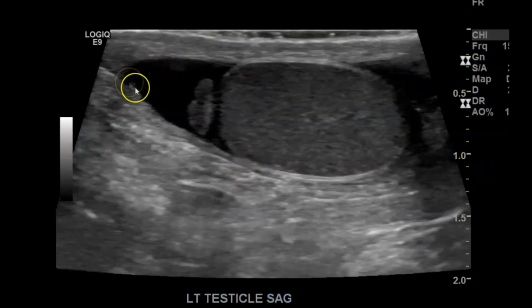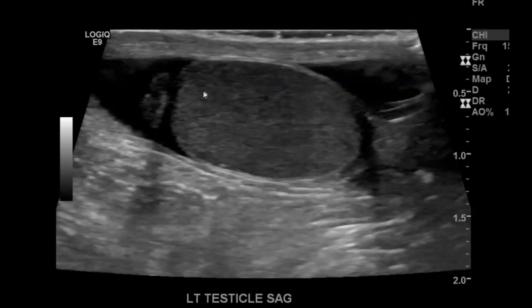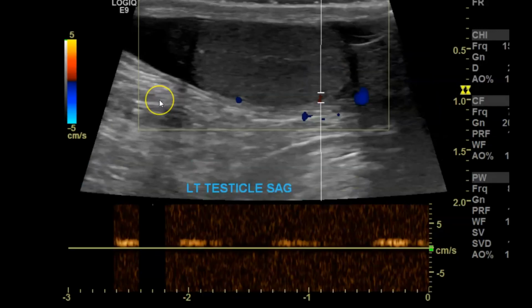All right, so here's the left testicle. You can see the hydrocele, a little bit of fluid. This is not to be mistaken for the epididymis. This is the appendix testis. If this twists on a patient, they can have a torsed appendix testis, which is a common cause of pain in the pediatric population. So there it is again.